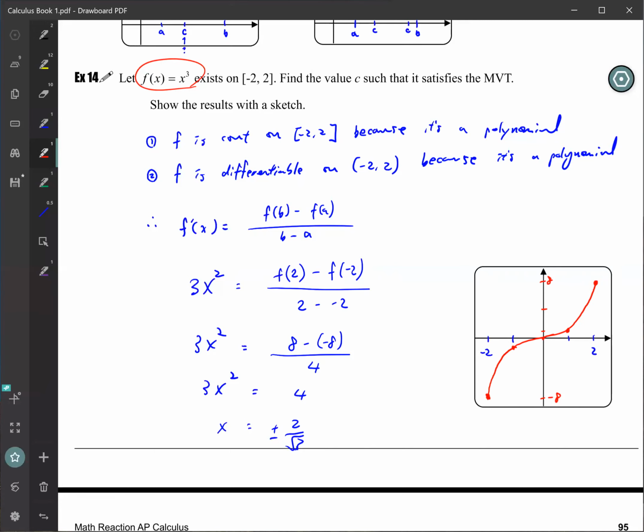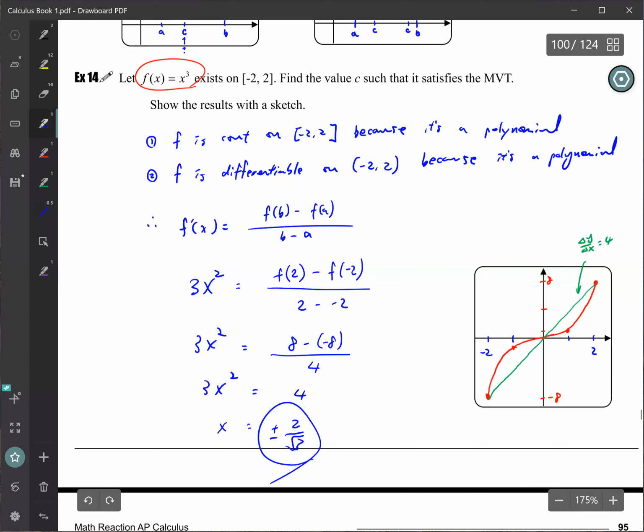So we are looking for the slope such that it equals the slope between two endpoints. So I'm going to draw the green line. Green line is the slope of 4. This line has delta y over delta x equal to 4. And then we found two answers, one positive, one negative. How big is 2 over root 3? What's that in decimal? What's 2 divided by root 3? It's 1.1547, so like 1.155 or 1.15.